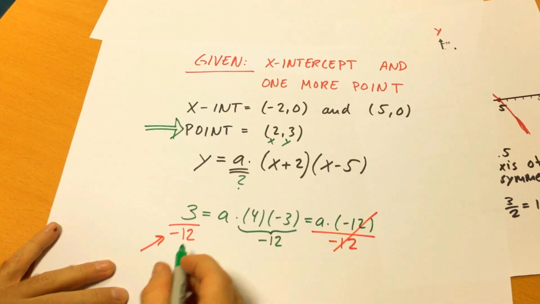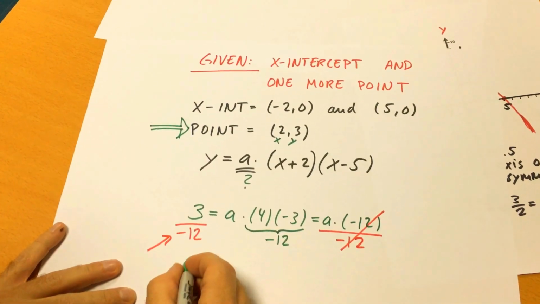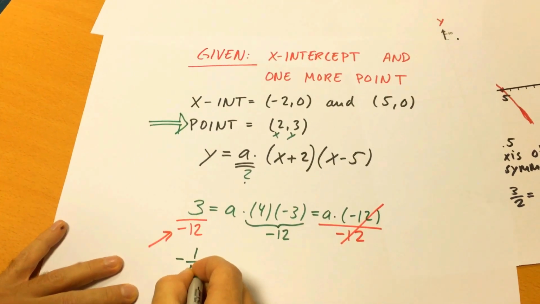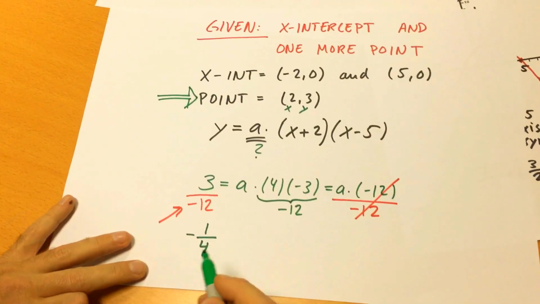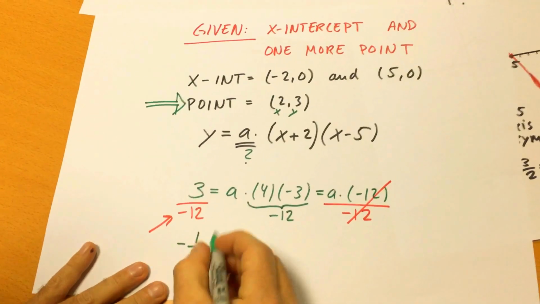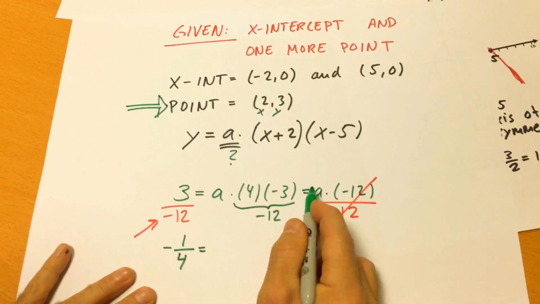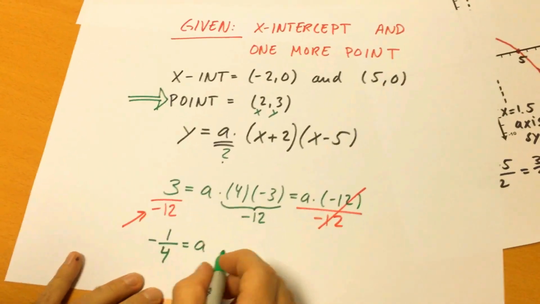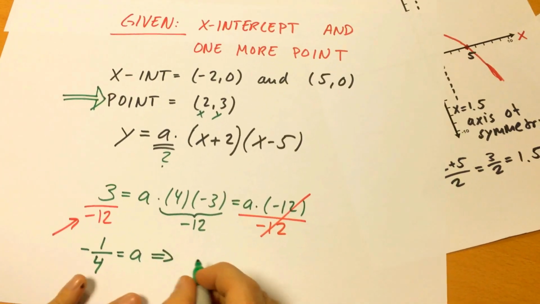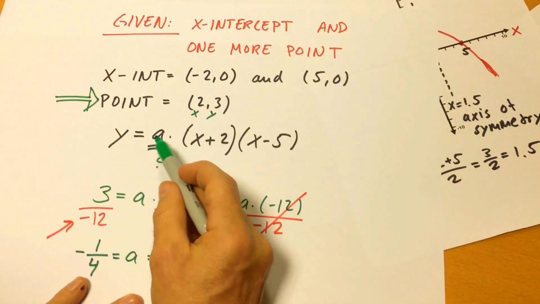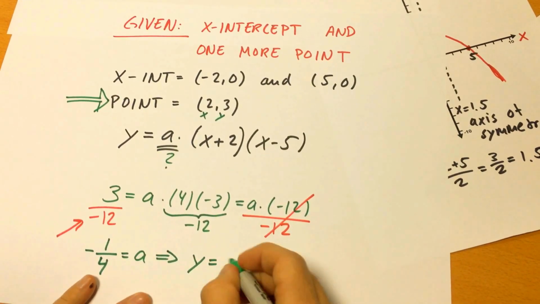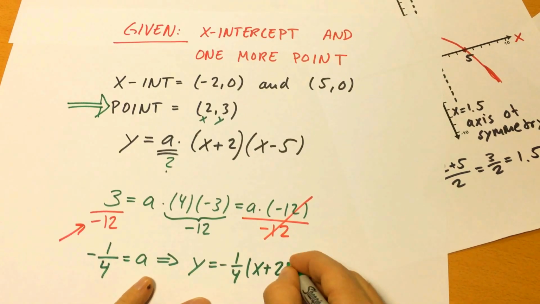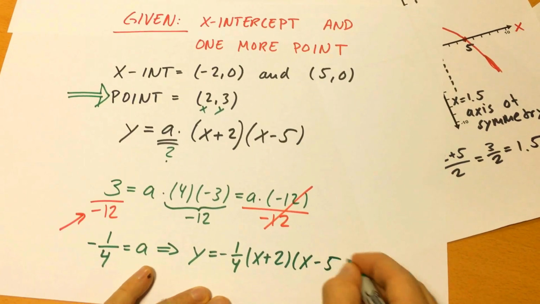You can do this carefully if you want. I'm just going to write down the answer. It's negative 1 over 4. Yeah? 3 divided by negative 12. And this is equal to, well, on the other side, only a survived. So I actually found my a already. So this means, let's do this little arrow here, that y is equal to this a, which was negative 1 over 4, times x plus 2 times x minus 5.